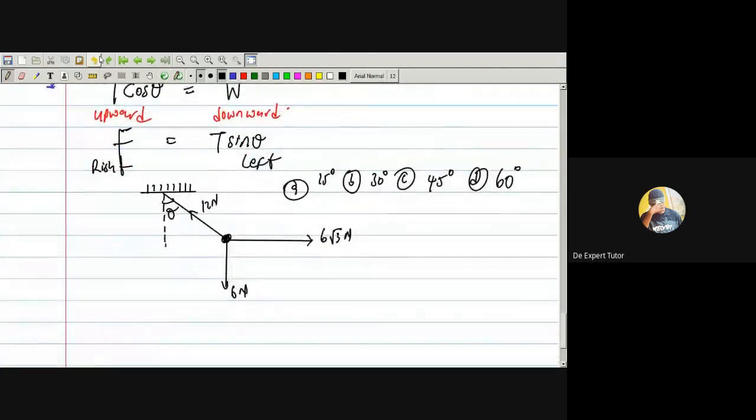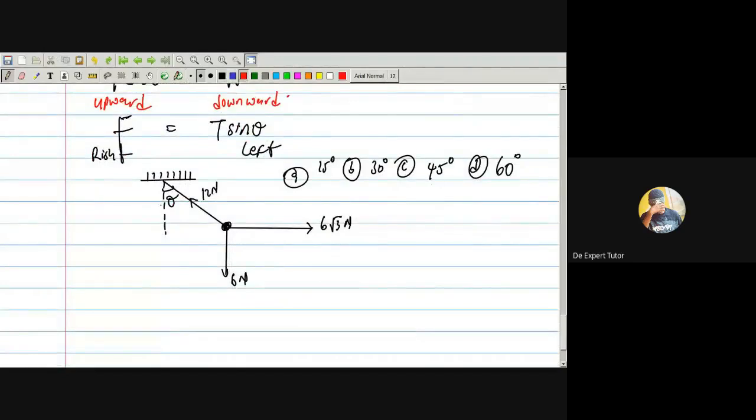Now pay attention. What do you do first? Come here and complete the triangle. Yes. Wherever your theta is facing, you call that sine theta. So this is 12, so you say 12 sine theta.